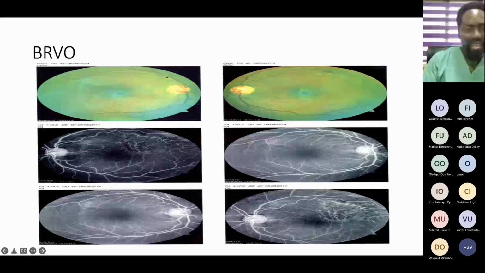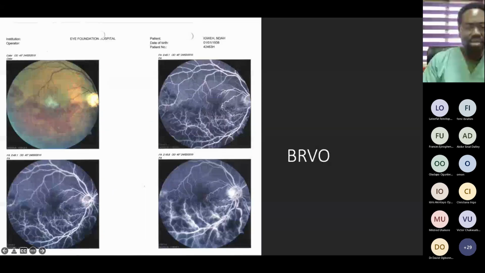So this is also a BRVO, an inferior hemispheric BRVO. You can see what we described earlier, the blood and flame-shaped hemorrhages causing the hypofluorescent pattern, and if you look at the image on your right and inferiorly, you see that the vessels are leaking because they are abnormal, and you can see the staining of the periphery of the vessels, and this shows the branch retinal vein occlusion.